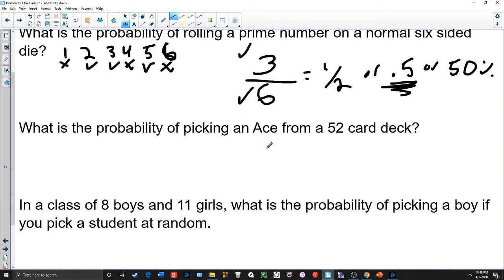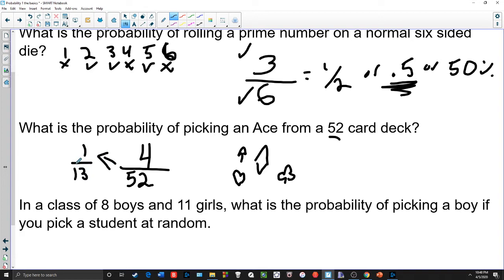The chance of picking an ace from a 52 card deck. So 52 card deck implies that there are 52 cards. So we have 52 cards. And if you want to pull an ace, for those that don't know the makeup of a card deck, there are 4 types of aces in a deck. You have an ace of spades, an ace of hearts, an ace of diamonds, and an ace of clubs. So there's 4 different kinds of aces you could pull. So it'd be 4 out of, sorry, out of 52, which would end up reducing down to 1 out of 13 as the probability.